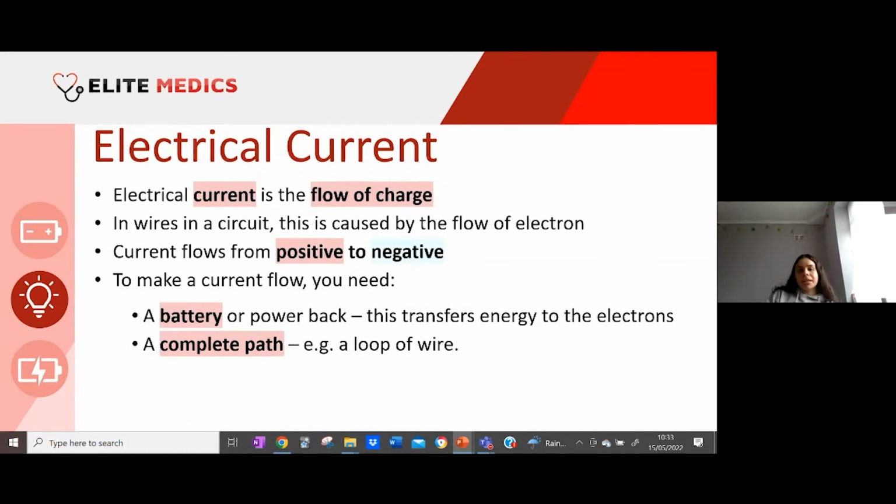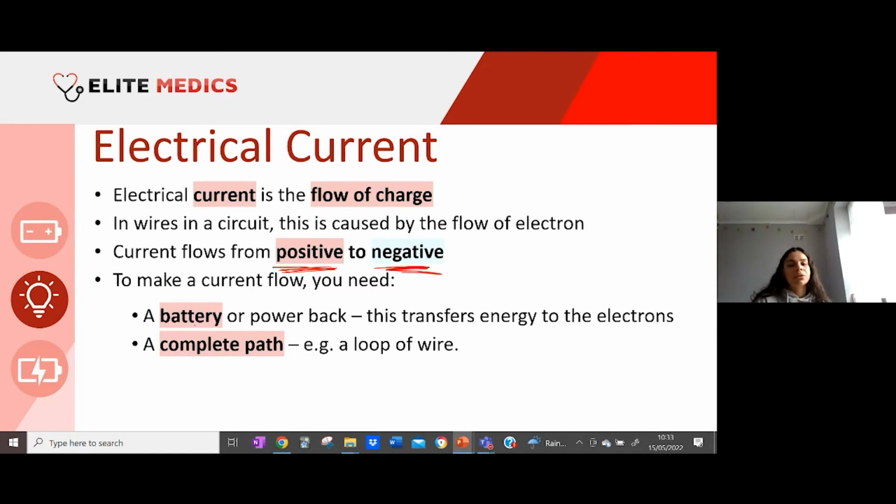As we said earlier, current is the flow of charge. It's the flow of electrons in wires. This is the flow of electrons, and current always flows from positive to negative. If you want to make a note of this, because it's going to come up: always from positive to negative.